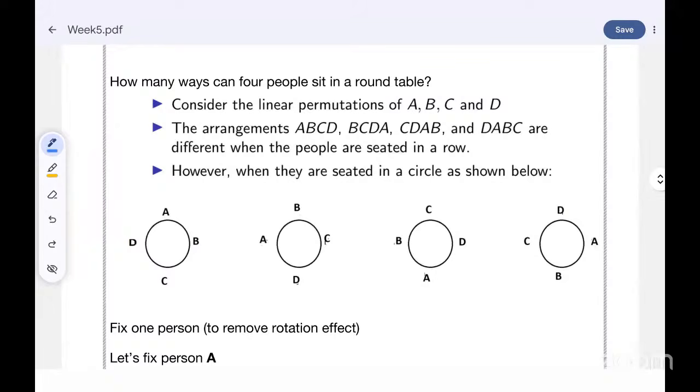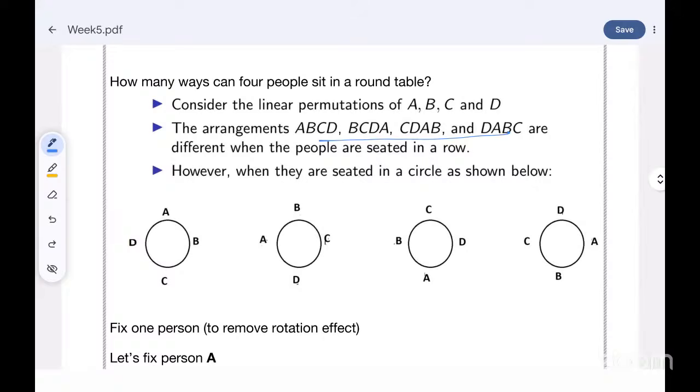the arrangement is not different when you see them arranged in a circle. Only when you see them as an arrangement in a line or a row, you see them different. But if they are seated in a circle, the arrangement is exactly the same. They are not different. Do you see the difference between the first and this in an arrangement in a circle?